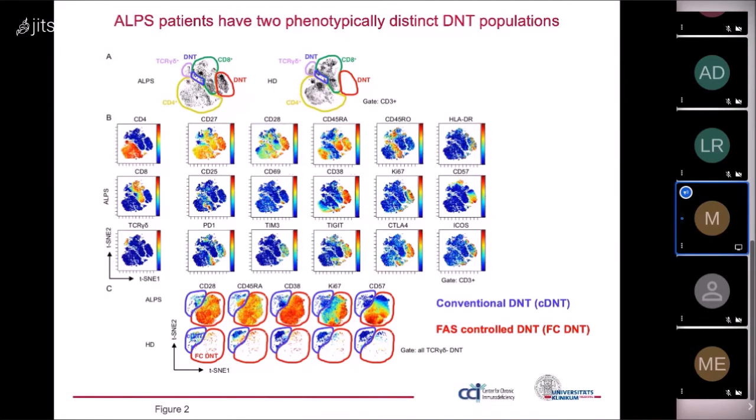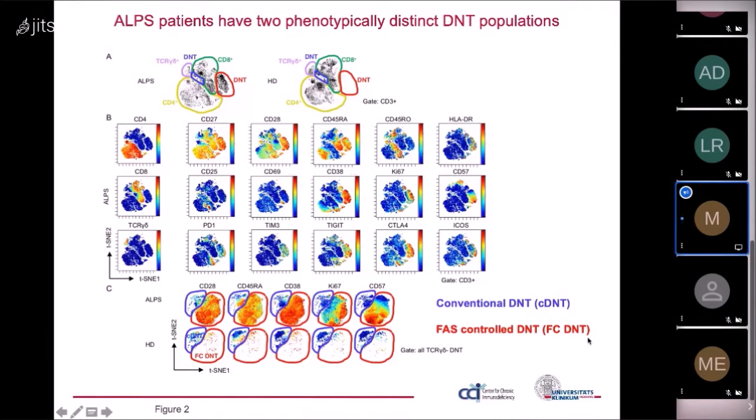We then moved to the protein expression profile, and we performed mass cytometry analysis with samples of 7 ALPS patients and 7 healthy donors. And we saw that there were 2 phenotypically distinct DNT populations. One of them expanded in the ALPS patients, here in red. And these cells were highly expressing CD38, but also CD45RA, CD27 and CD28, but also CD57. Some of them were highly expressing Ki67 and HLA-DR, but also CTLA-4. And we termed these cells, particularly expanded in FAS-deficient patients, FAS-controlled DNT, so FC-DNT.